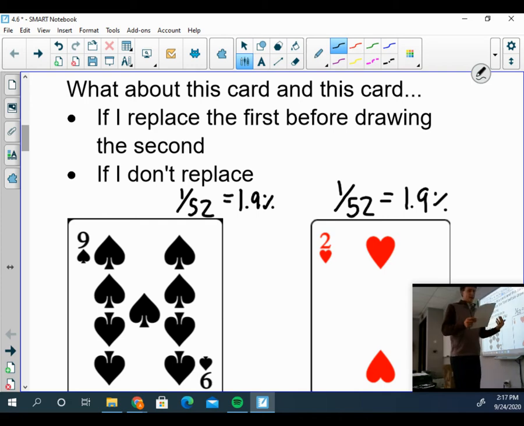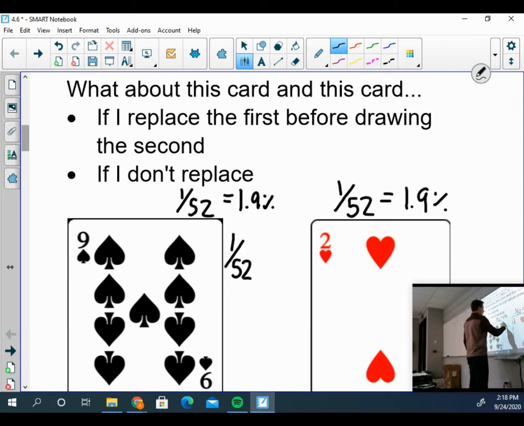This is known as an AND probability. I have a 1 in 52 chance of drawing the nine of spades and a 1 in 52 chance of drawing the two of hearts. What are you going to do? Well, you're going to multiply the two together. With AND probabilities, we multiply.